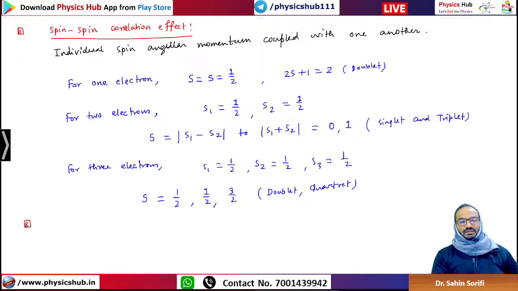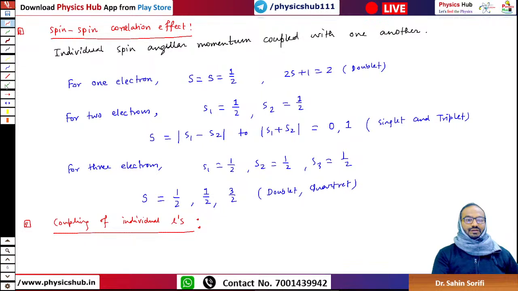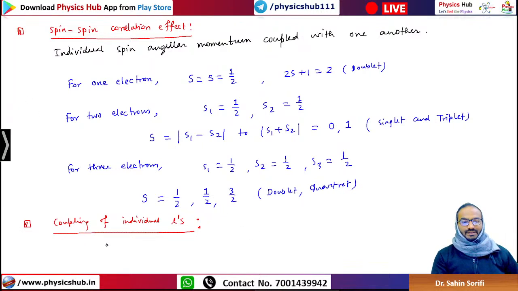Now in the same logic, coupling of individual L's, angular momentum coupling we can also see. Let's say we have 2 L values for 3p and 3d, 1 electron each. These are non-equivalent electrons. For the electron from 3p, n is 3, L is 1. For the electron from 3d, n is 3 and L is 2. So they are non-equivalent electrons.